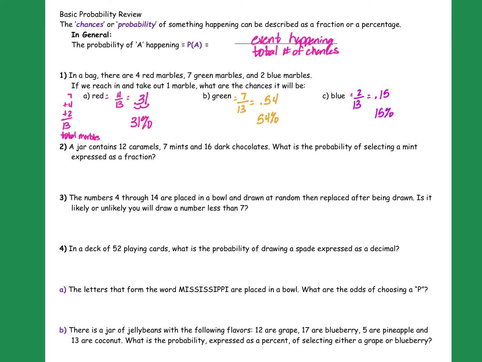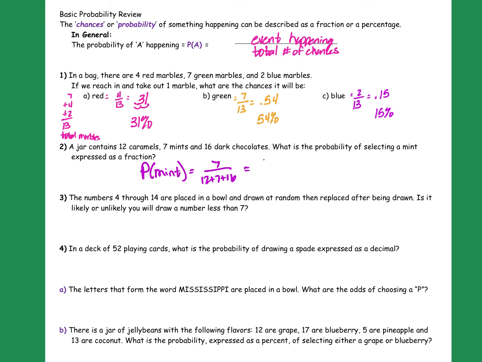So this one says a jar contains 12 caramels, 7 mints, and 16 dark chocolates. What is the probability of selecting a mint expressed as a fraction? So the probability of a mint, that's what we want. Okay, so how many mints do we have? 7. And my total is going to be 12 plus 7 plus 16.